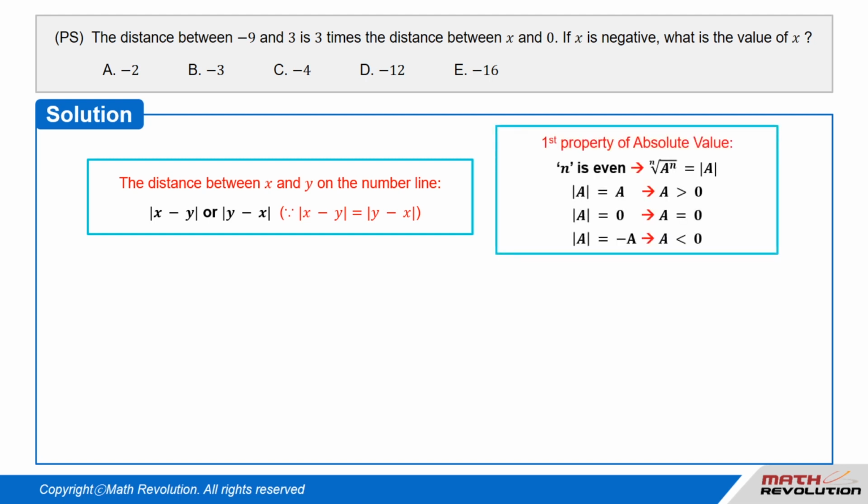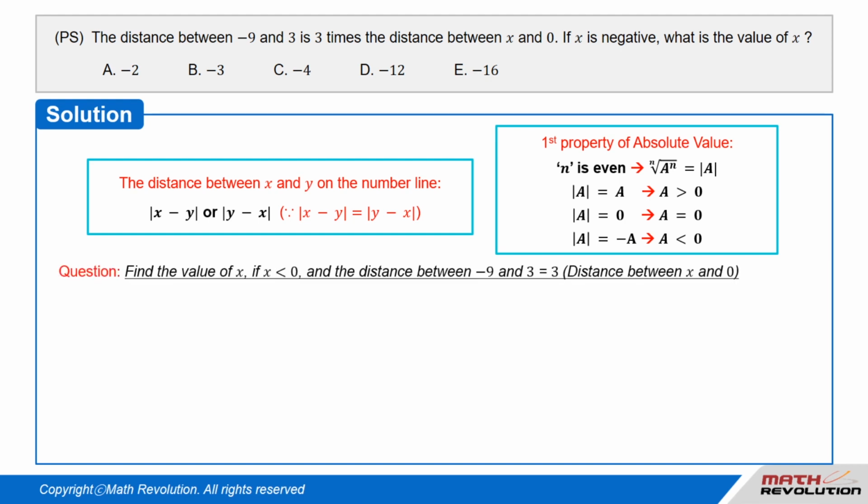First property of absolute value. If n is even, then the nth root of a to the power of n equals the absolute value of a. Now, the absolute value of a can take 3 values. The absolute value of a equals a when a is greater than 0. The absolute value of a equals 0 when a equals 0. The absolute value of a equals negative a when a is less than 0.